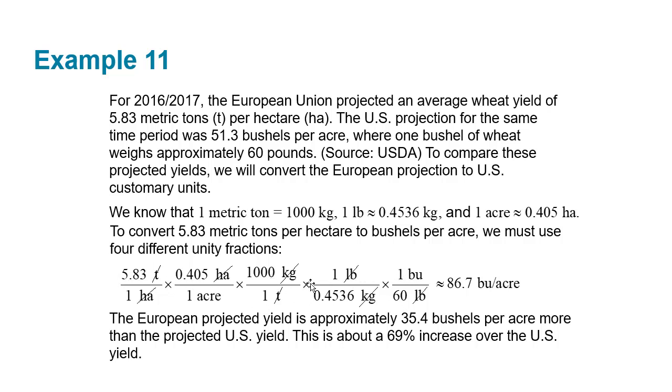So if we multiply all the numbers across the top, divide by all the numbers on the bottom, we're going to get bushels per acre, and we get 86.7 bushels per acre. Ours was 51.3, so you can see that they are projected to have quite a bit more.